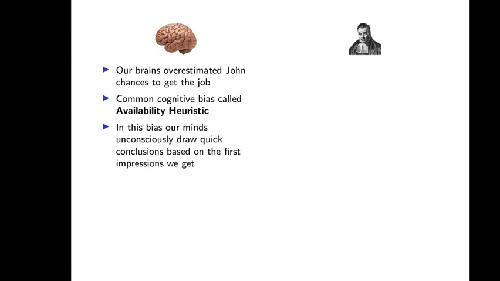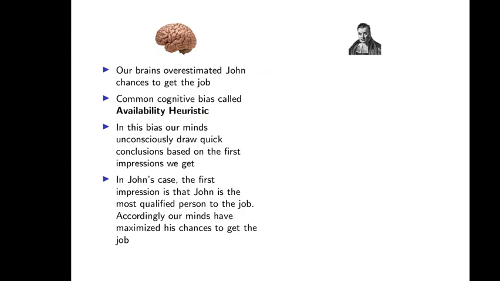And this is due to a very common cognitive bias called the availability heuristic. In this bias, our minds unconsciously draw quick conclusions based on the first impressions we get. In John's case, the first impression is that John is the most qualified person for the job, and accordingly our minds have maximized his chances. This is why we draw a very high estimate. We say that John has almost already a 90% chance to get the job.